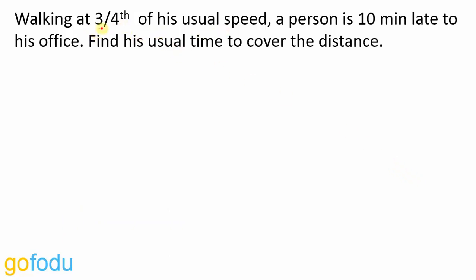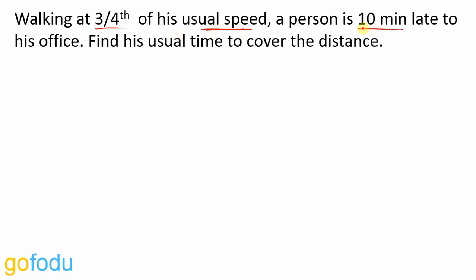Walking at 3/4 of his usual speed, a person is 10 minutes late. Now this is the second scenario. The first scenario is when he walks at his usual speed and he reaches on time. He has a usual speed, fixed, with which he reaches his office on time, which is at a fixed distance from his home. But then he changes his speed and time also changes, but the distance from his home to office is going to be fixed only, right? Distance is constant here.